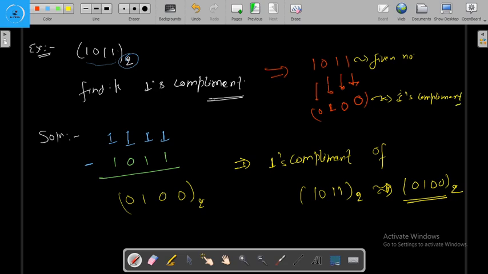So for finding the 1's complement in the binary number system, there is a short trick. Okay, there is a shortcut. We need not write 111 and then subtract. Instead of doing this, we are going to do this: just complement, just put the opposite of each bit. 1's opposite is 0, 1's opposite is 0, 0's opposite is 1, and 1's opposite is 0.